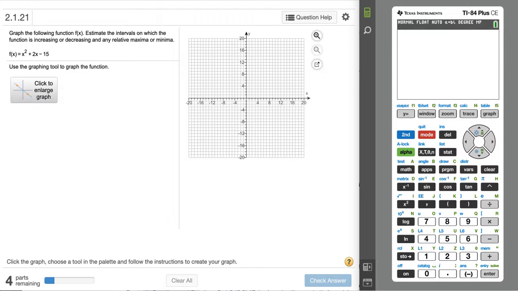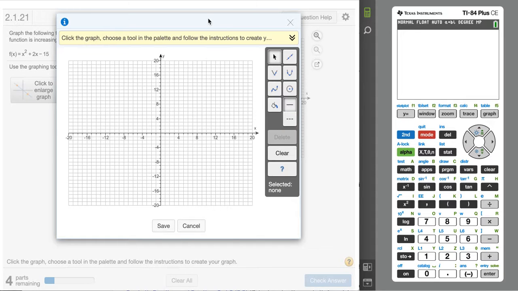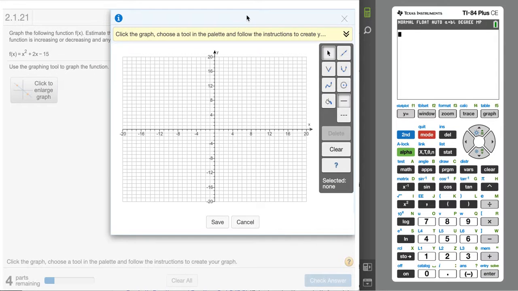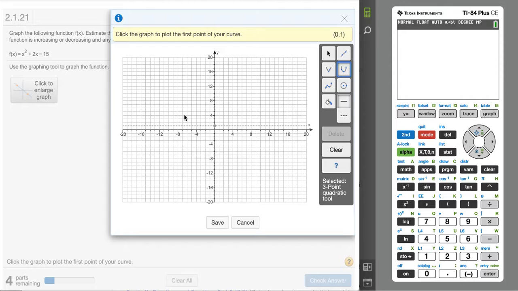But to begin this problem, first we have to graph the function, and we're going to graph this on MyMathLab. So the first thing I'm going to do is click to enlarge this graph, and then I have to graph this. So you have to pick what you're graphing. You should know by now that the graph of this is going to be a U that looks like this. So I'm going to click on this tool first, and then you'll notice it says select 3 points. So I have to pick 3 points to graph this.